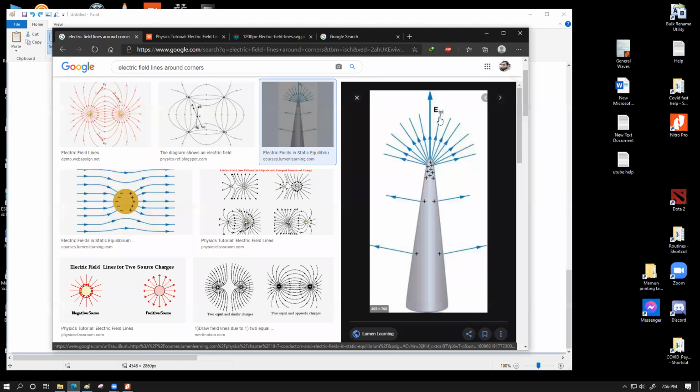A charged object always tends to behave like this. If you have a sharp corner, that corner will always hold a much higher concentration of charge compared to smooth surfaces. And because more concentration of charge would be around here, more field lines will be coming out from this part rather than coming out from the side.